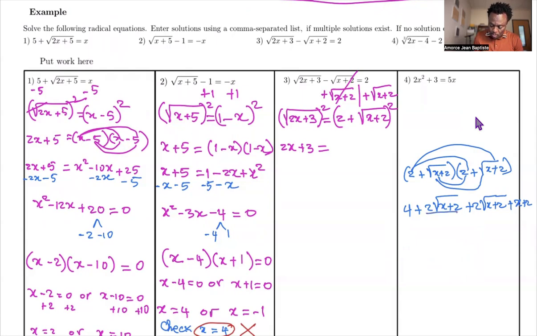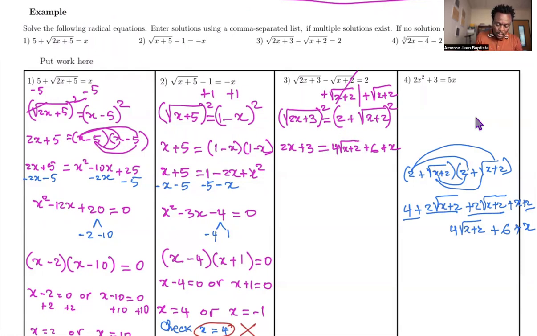And then when we combine like terms, we will have this one plus this one. That's 4 square root of x plus 2. And then 4 plus 2, that's plus 6, right? And then plus x. So that is going to be 4 square root of x plus 2 plus 6 plus x. Now let's move all these terms over so we can isolate this radical and repeat the process again.